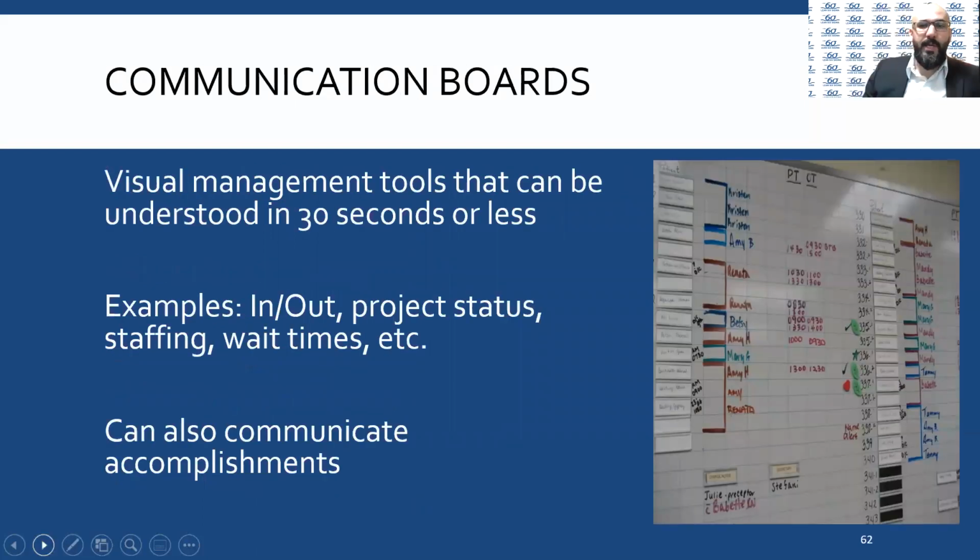A communication board is another lean technique where you could improve your communication with a team by looking at a board, and the team will be able to understand the board within 30 seconds or less. Here's an example of a communication board on the right side.